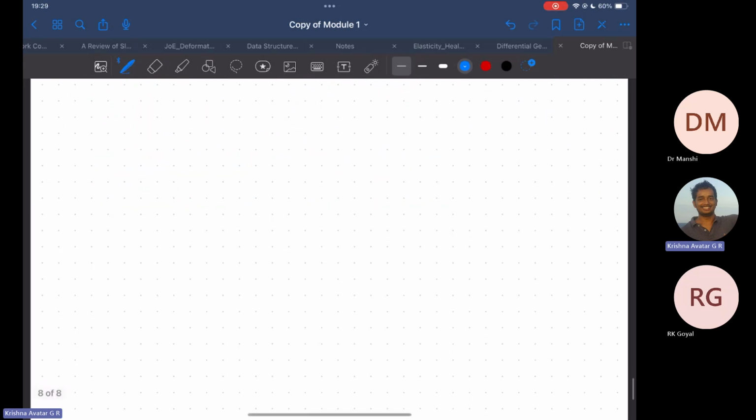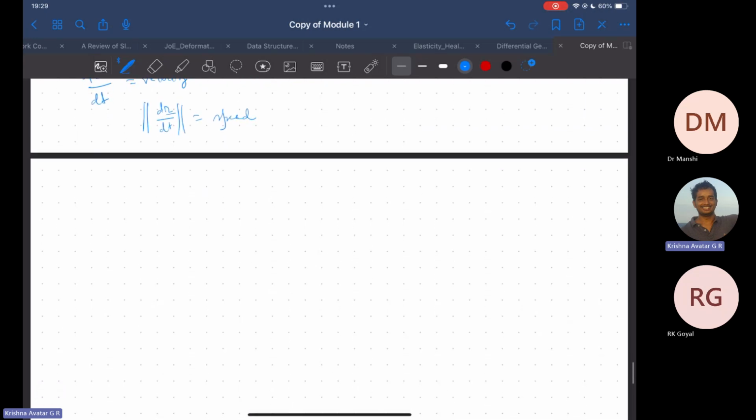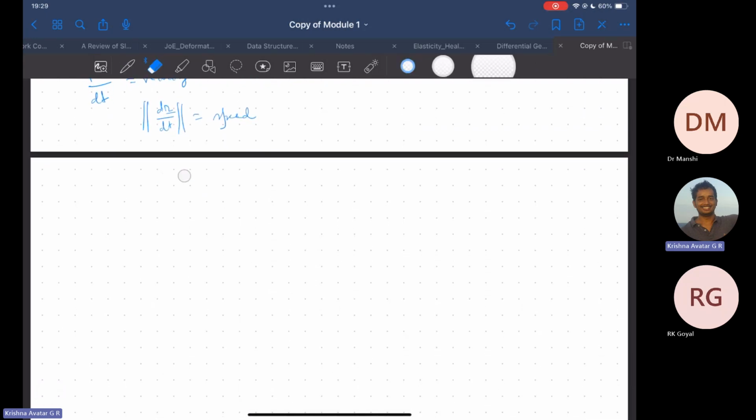So throughout this course, we will always deal with arc length parametrization, always. In differential geometry, and everywhere in mechanics, it is always implied that arc length parametrization is being used. It's always implied.